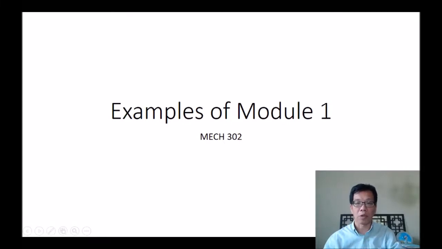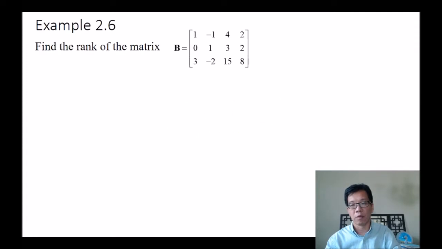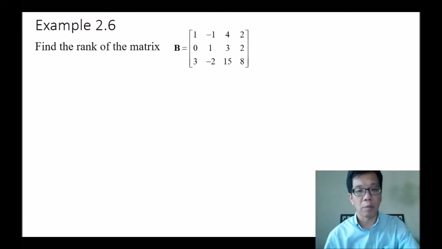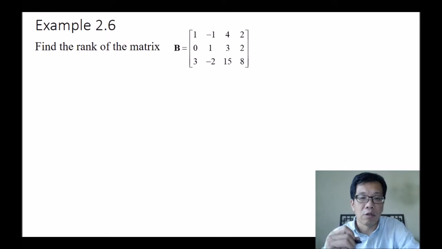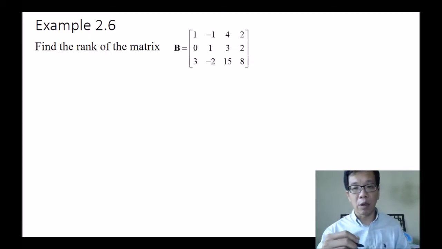Okay, we're going to start the second part of the math review. I'm not going to go through all the examples, but choose a few of the important ones I would like to go through. The first one is example 2.6, which is trying to find the rank of this specific matrix B. In this matrix, we have 3 rows, but 4 columns, and we would like to determine the rank of this one.